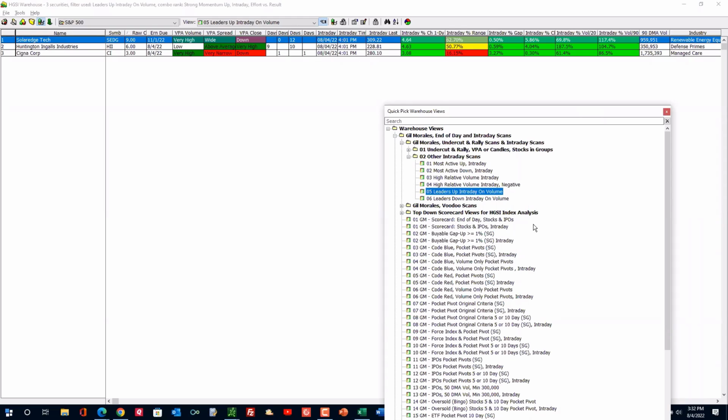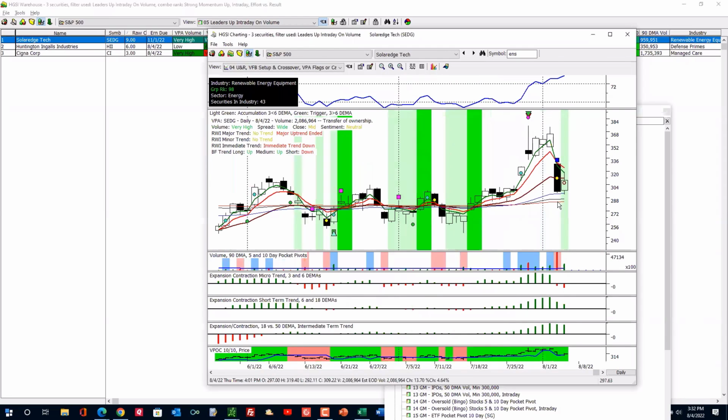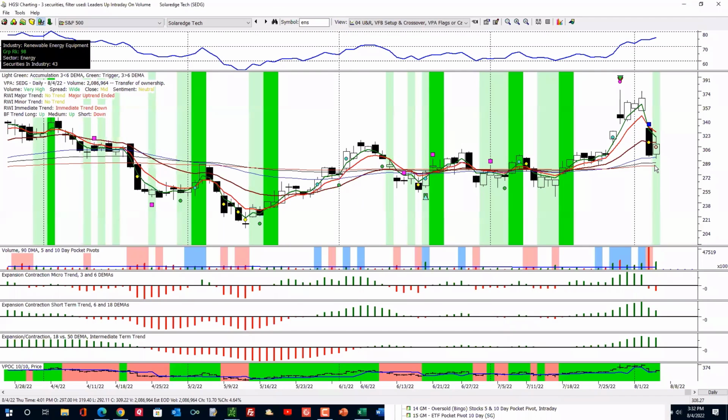Okay, so what do we have here? Leaders up intraday on volume. To be a leader, the fan has to be in place. What do I mean by that? It means the 100 has to be above the 200, the 50 above the 100, excuse me, the 18 above the 50. So that fan is in place. Now this pulled back here, but it's a leader and it's up for the day. That's why it passed the screen. Let's see what else I have here.